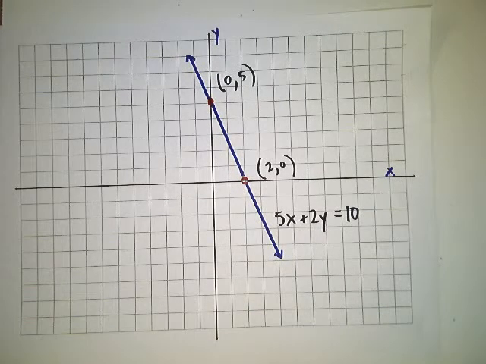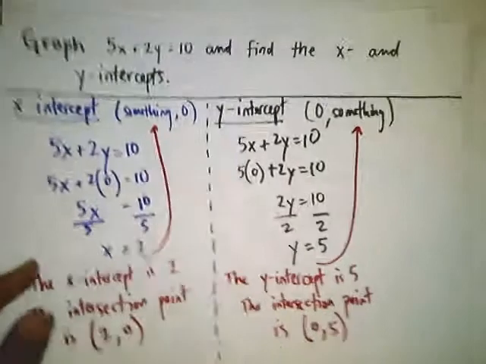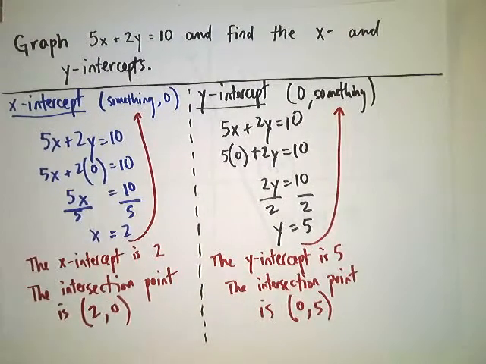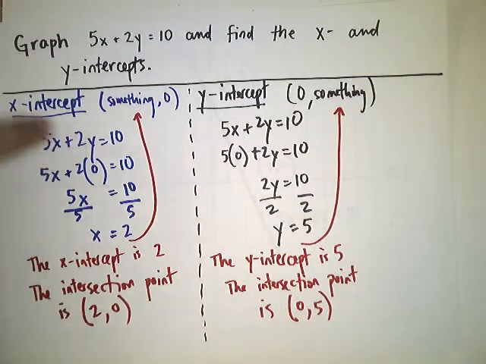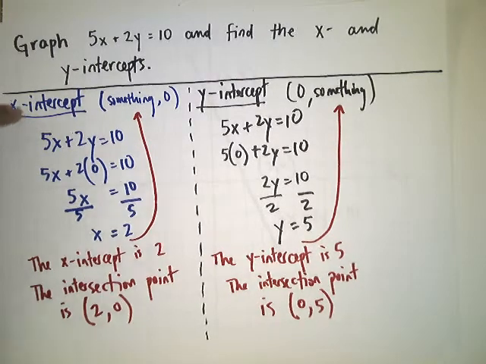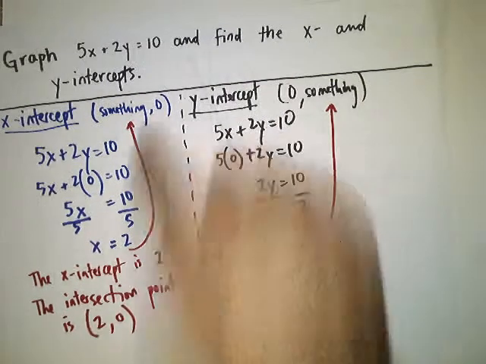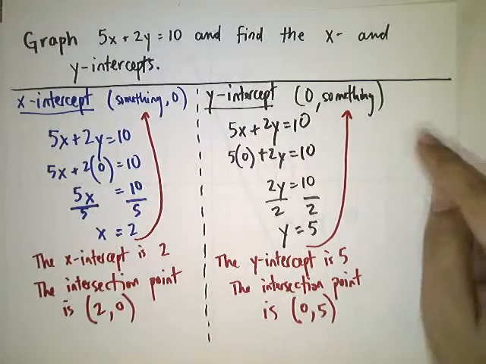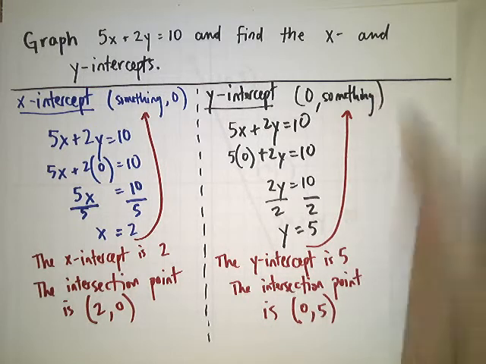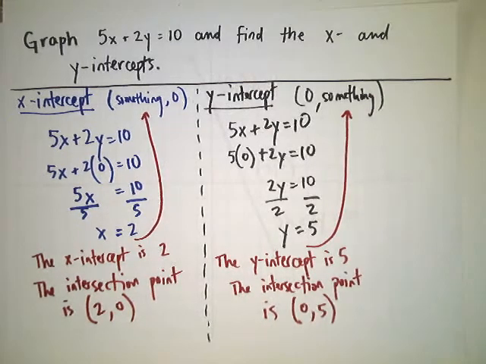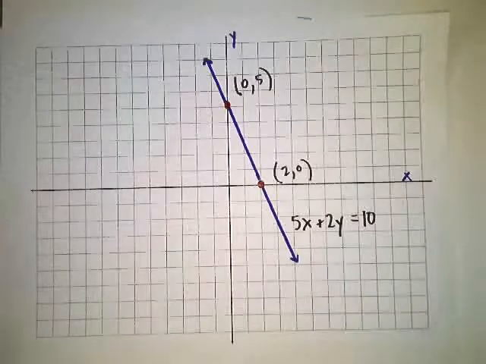So what we did here is we found the x and y intercepts. The idea is we know that the x-intercept has to have the coordinates (something, 0), and so we plug in that 0 for y. The y-intercept has to have the coordinates (0, something). And again, that's because it's on the y-axis. Okay, let's try another.